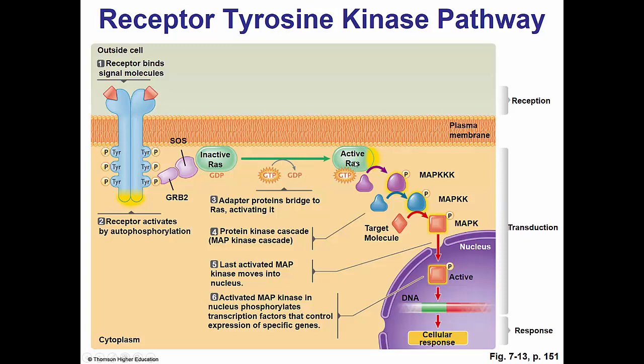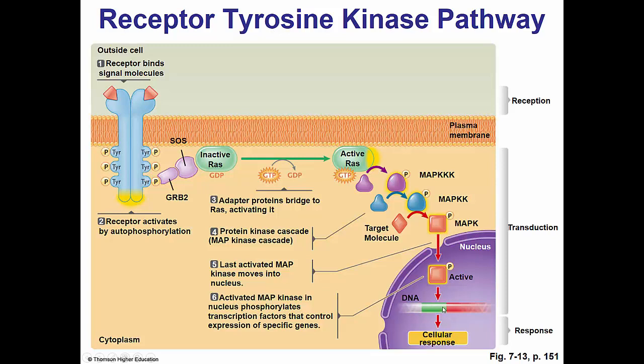RAS then activates a kinase cascade. So first we have a MAP kinase kinase kinase. So this is a mitogen activated protein kinase. It phosphorylates and activates MAP kinase kinase, which phosphorylates and activates MAP kinase. MAP kinase then enters the nucleus where it works with transcription factors to control expression of specific genes. So ultimately, the response in this pathway is a change in gene expression.